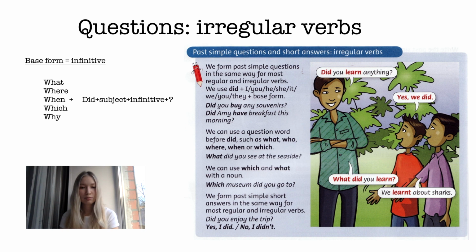We form past simple short answers in the same way for most regular and irregular verbs. Did you enjoy the trip? Yes, I did. No, I didn't. Соответственно, короткие ответы на вопросы с did, которые начинаются did you enjoy the trip, короткие ответы составляются точно так же, как и с правильными глаголами. Yes, I did. No, I didn't. So I think that it's quite easy. So let's move on to the exercise.